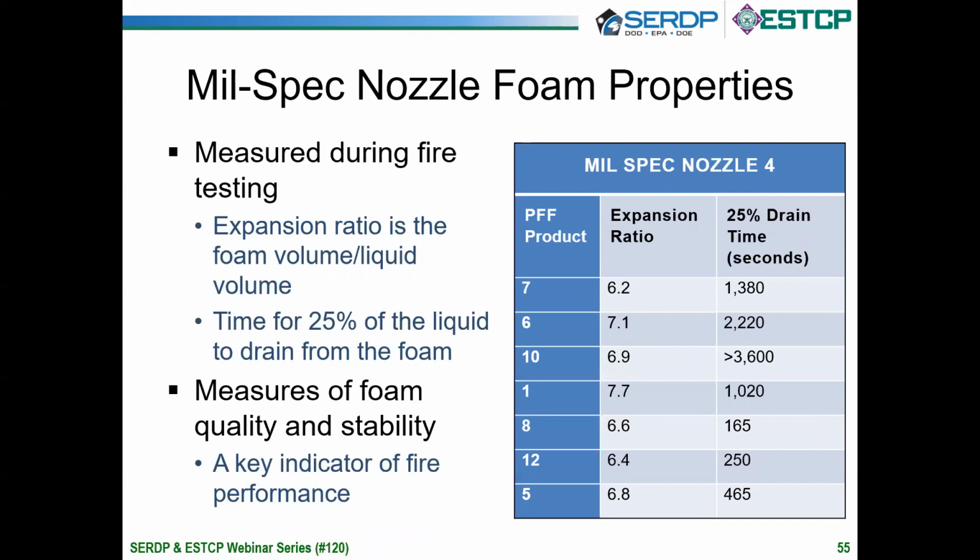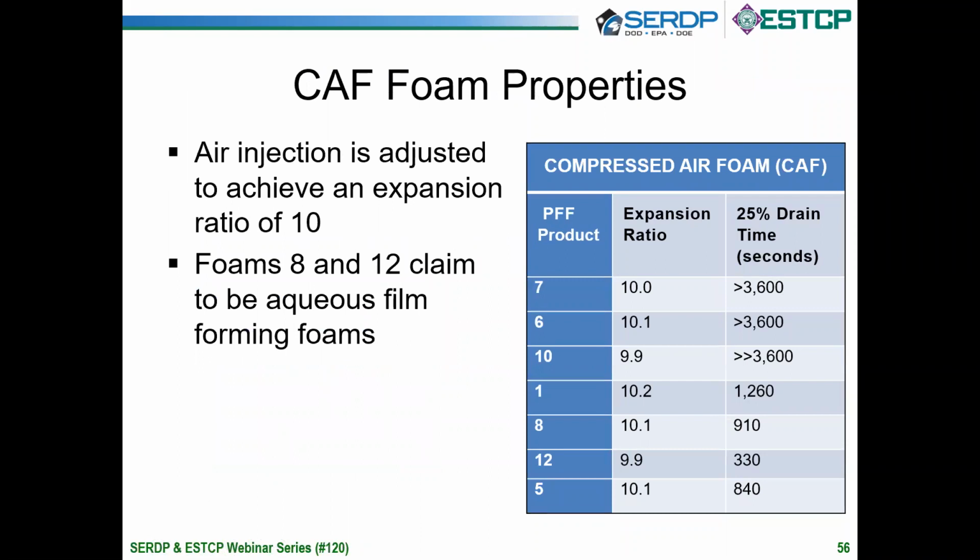Now let's see the same thing with compressed air foam. We can easily double the foam expansion, but we found that more is not necessarily better, that there is an optimum expansion ratio. In this case, we're using 10, which is what we found with C6 foams. And so you can see that we are able to achieve that expansion ratio in all cases. And of course, the drain time is no problem. A couple of these products do claim to be film forming, so they're not as dependent on the foam quality.